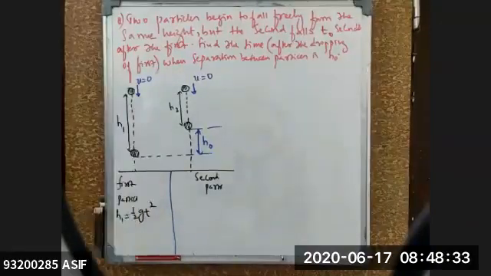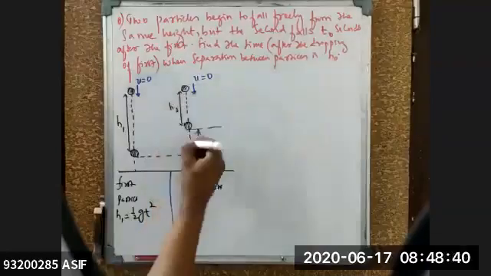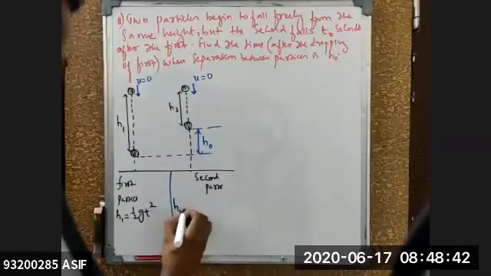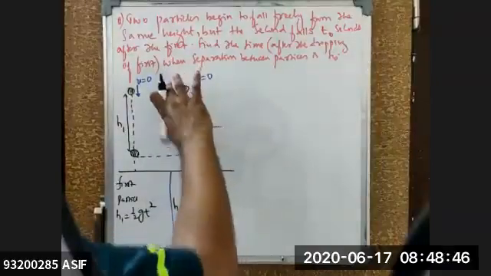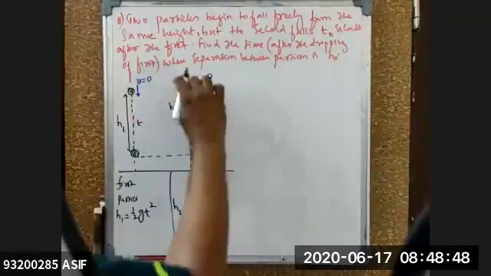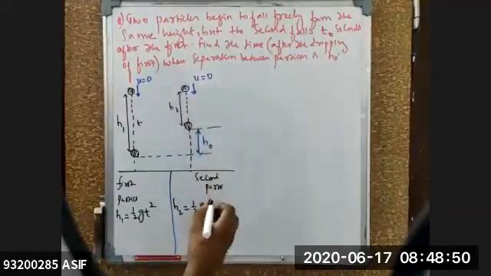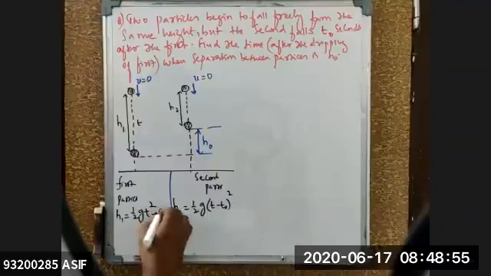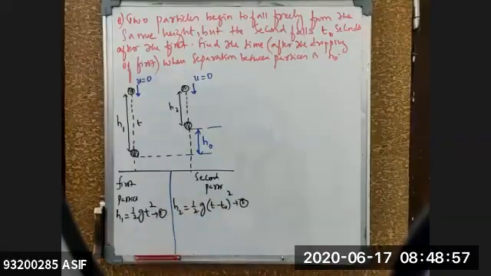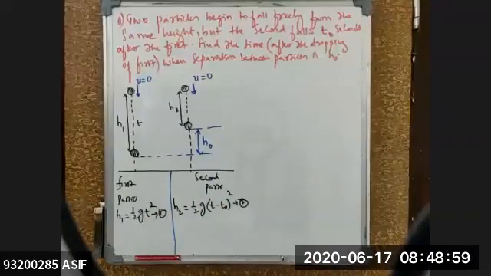Like say from here to here, if it is taking t time under gravitational acceleration, it will be equal to t square. The same way, the second particle h2 will be equal to half into g into what will be the time? From here to here, it is t seconds. From here to here, it is t0 seconds. That means t minus t0 whole square. So this is my equation number 1 and this is my equation number 2. I hope you got this one.